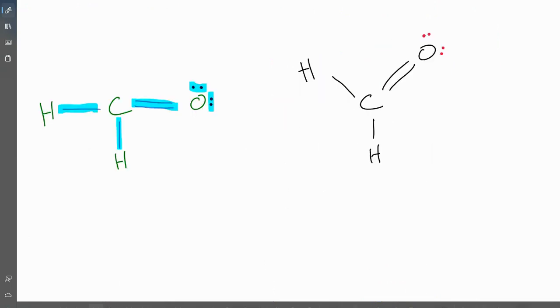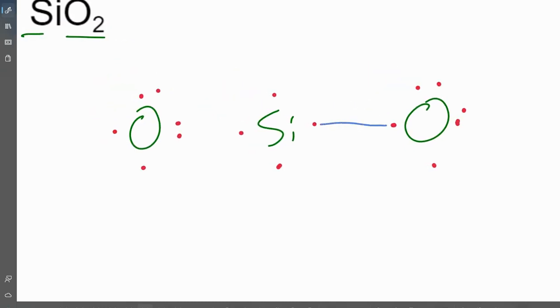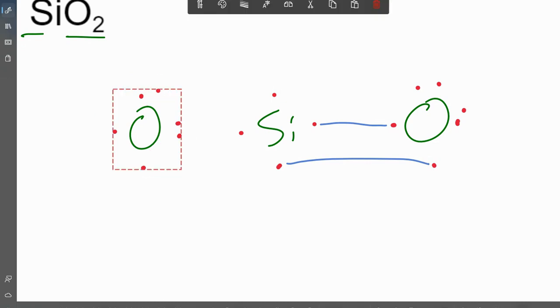So silicon and oxygen. Silicon's got 4. Oxygen's got 6. Since there's one silicon and 2 oxygens, I'm going to put the oxygens on opposite sides. Silicon has 4. Oxygen has 6. So 1, 2, 3, 4, 5, 6. Okay. Then those two will pair. So we'll have a double bond between the silicon and this oxygen, since there's 2 pairs that are shared. This oxygen over here, I'm going to completely redraw the electrons to take the 2 lonely electrons on the left and on the bottom.